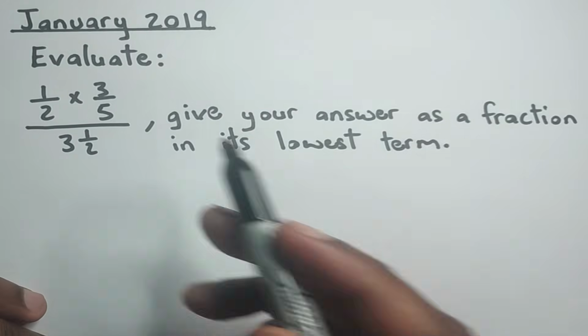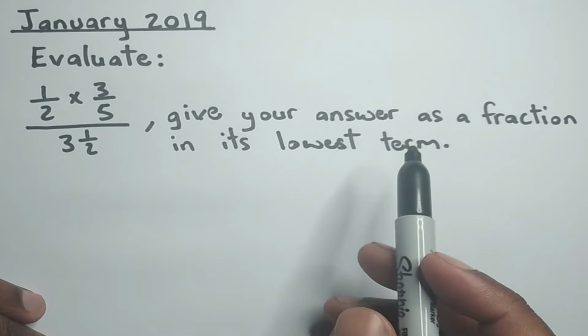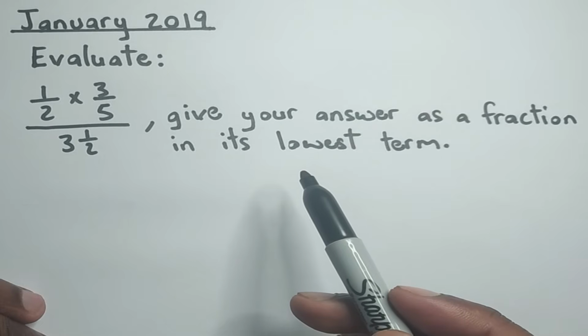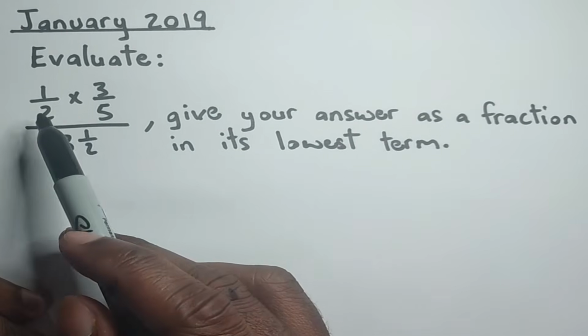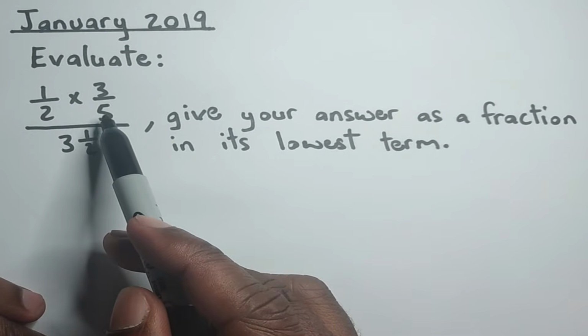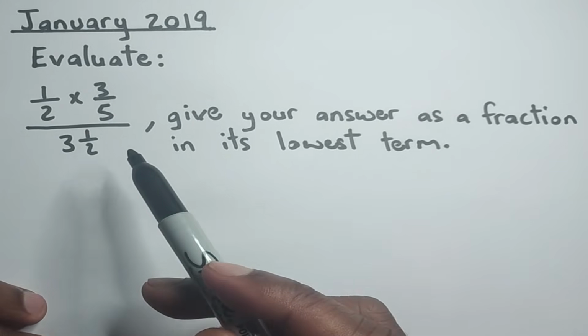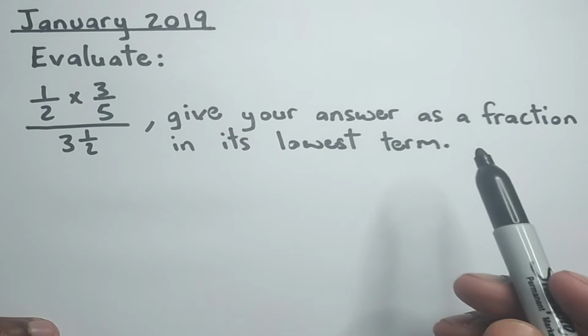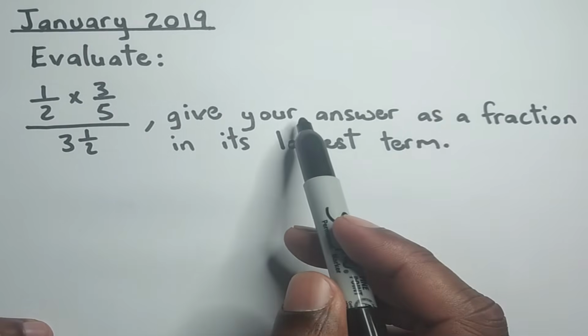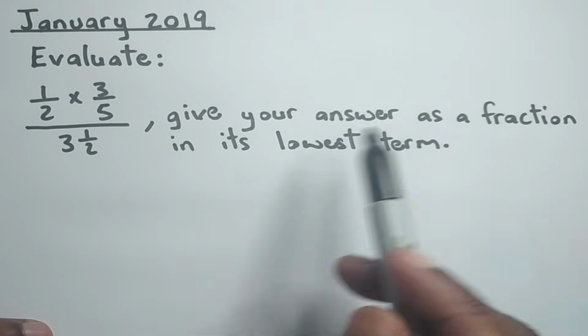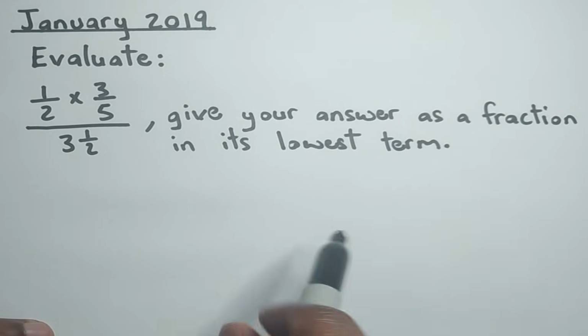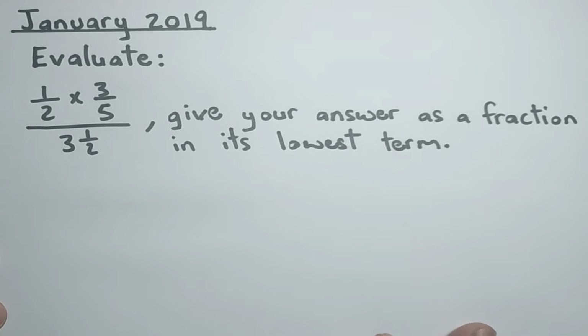Now here we have January 2019, alright? Now this question asks us to evaluate 1 over 2 times 3 over 5, all over 3 and 1 over 2, alright? And it further goes on to tell us that we should give our answer as a fraction in its lowest terms, alright? So we have to bear that in mind.